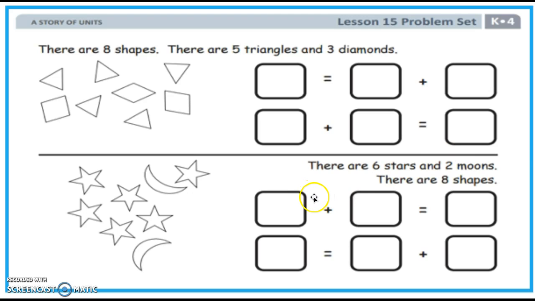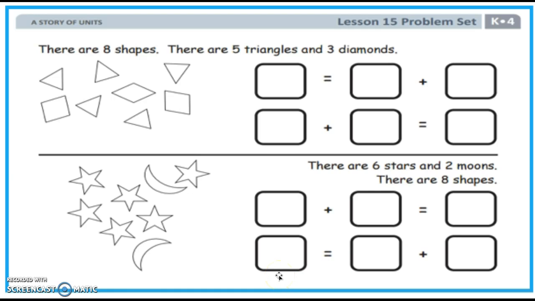In this section it says we see some stars and moons. There are 6 stars and 2 moons. There are 8 shapes, and they want you to write the problem. So let's look at this first one at the top. We see the little plus sign, and that's going to show us that we need to write part here and the other part here. So think about how many stars, how many moons, then we see the equal sign, and this is where the whole will go. How many shapes were there all together? Pause the video if you need more time.